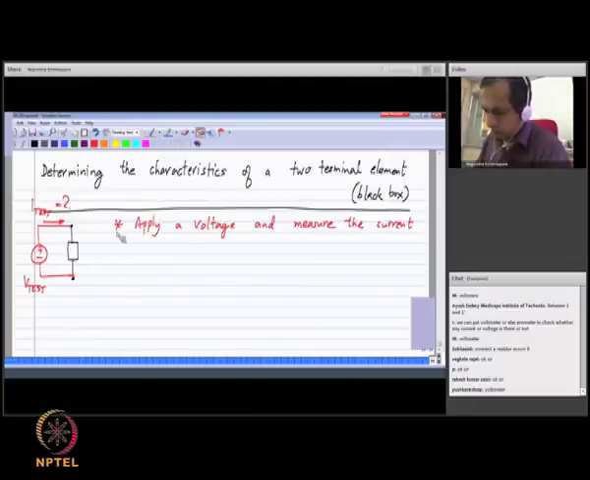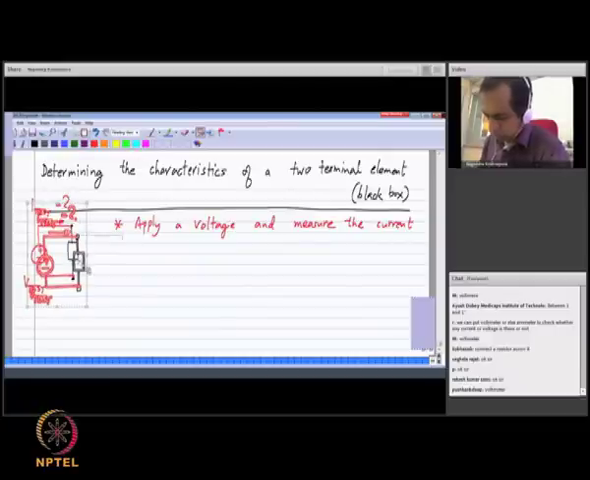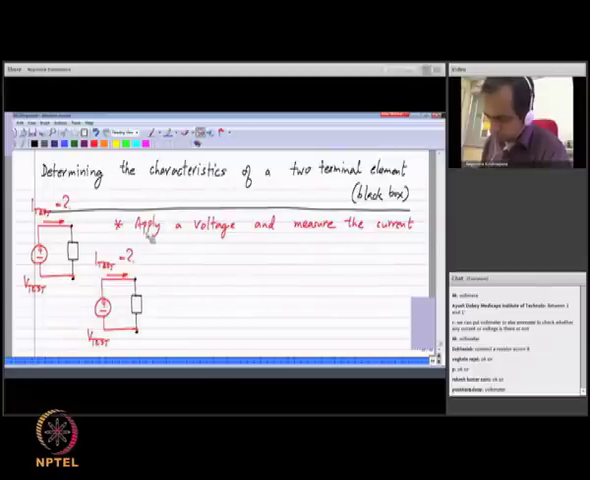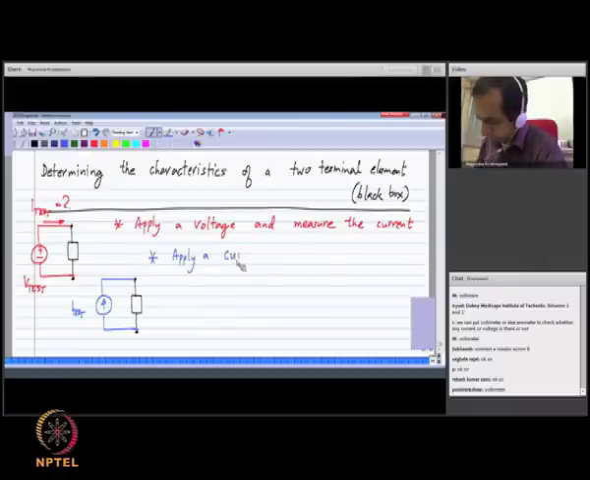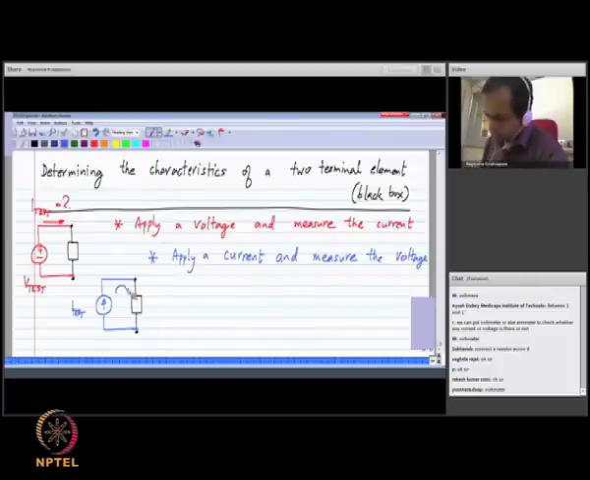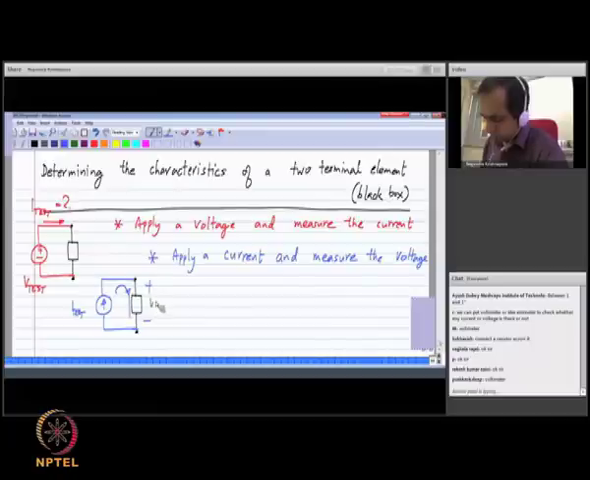Alternatively, you could apply a current, I-test, and measure the voltage. That is, measure the voltage across the element. You apply a current and you measure the voltage.